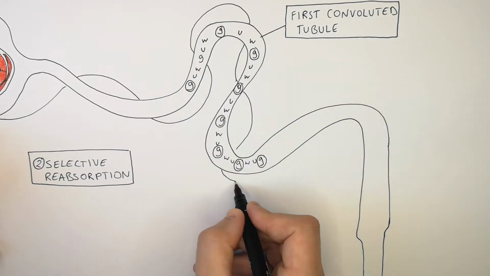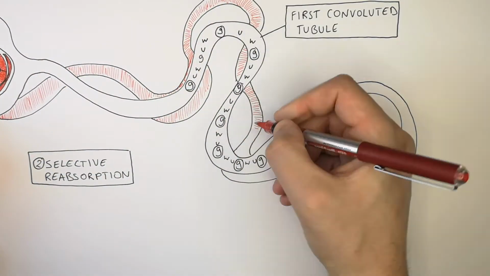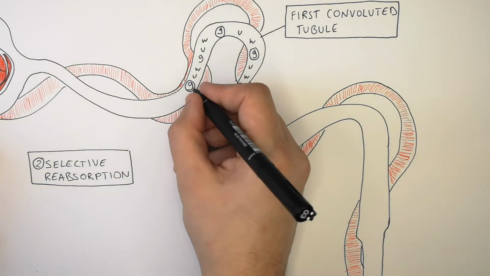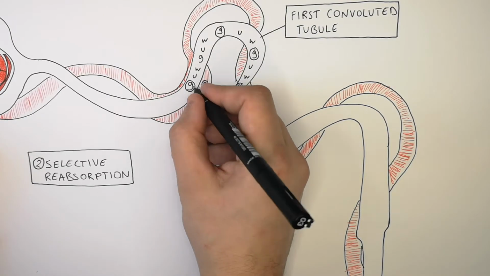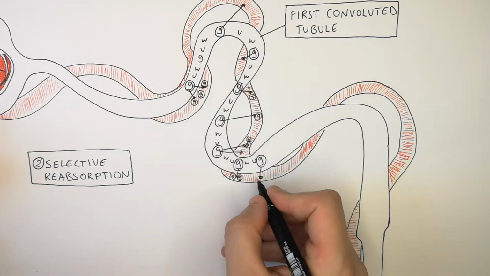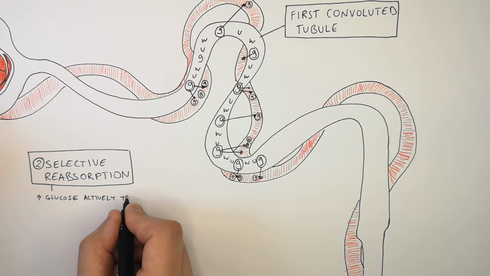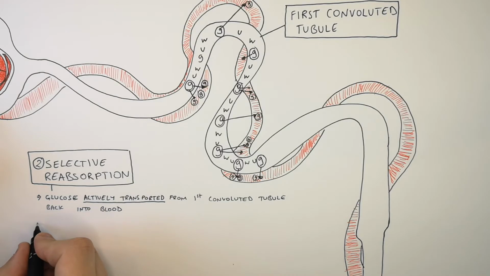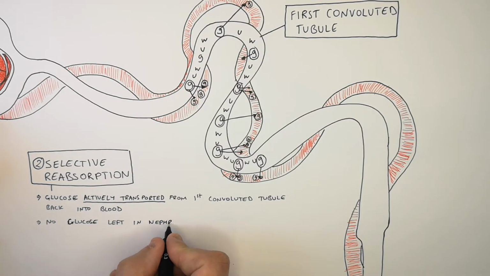The first adaptation of the first convoluted tubule is that it's surrounded by blood capillaries, so a large surface area of blood capillaries surround the first convoluted tubule. This large surface area of capillaries increases the selective reabsorption of glucose back into the blood from the nephron. It is during selective reabsorption that glucose is actively transported from the first convoluted tubule back into the blood. It is actively transported, and no glucose should be left behind in the nephron.